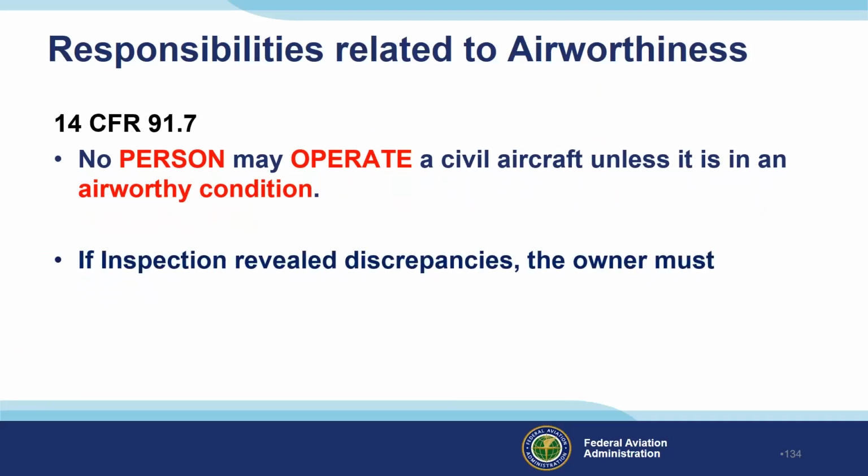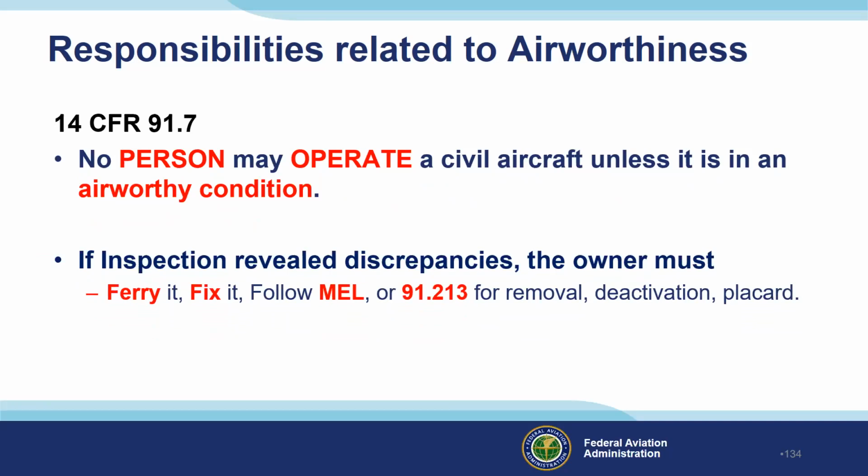Now, what does the owner have to do? 91.7 says no person may operate a civil aircraft unless it is in an airworthy condition. So he's got only a few options. He can ferry it, fix it, follow the MEL if there is one and he's been issued a letter of authorization, or he could follow 91.213 for removal, deactivation, and placarding of the item if it meets the criteria specified in that regulation.